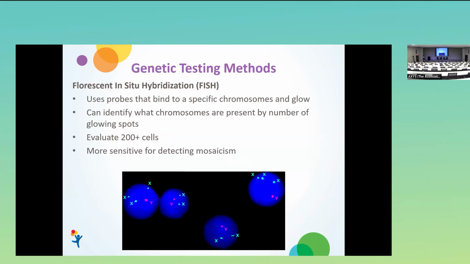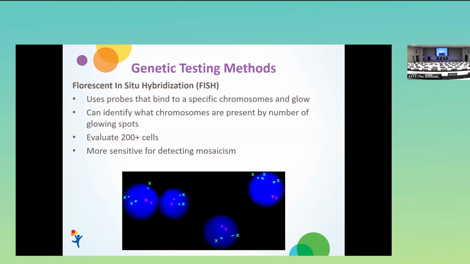FISH testing, which stands for fluorescent in situ hybridization, is another method that we can use to confirm the diagnosis. Essentially, it uses probes that are capable of fluorescing, or basically glowing. These probes attach to specific places on specific chromosomes. Because of that, we can identify what chromosomes are present and how many of them are present based on the number of glowing dots. For instance, if we have a probe that binds to the X chromosome and we see 1 glowing dot for that probe, that means there was one X chromosome present within that cell. If we see two glowing dots, that means there are two X chromosomes within that cell.